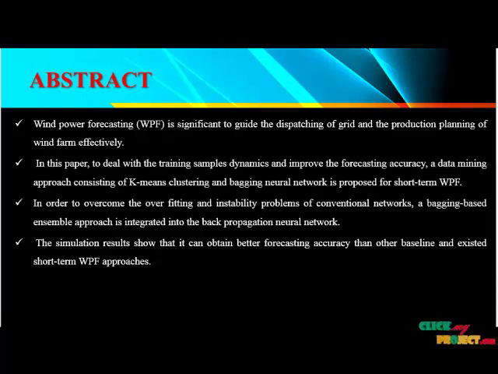Based on the similarity among the historical days, k-means clustering is used to classify the samples into several categories, which contain the information of meteorological conditions and historical power data. In order to overcome the overfitting and instability problems of conventional neural networks, a bagging-based ensemble approach is integrated into the back propagation neural networks.